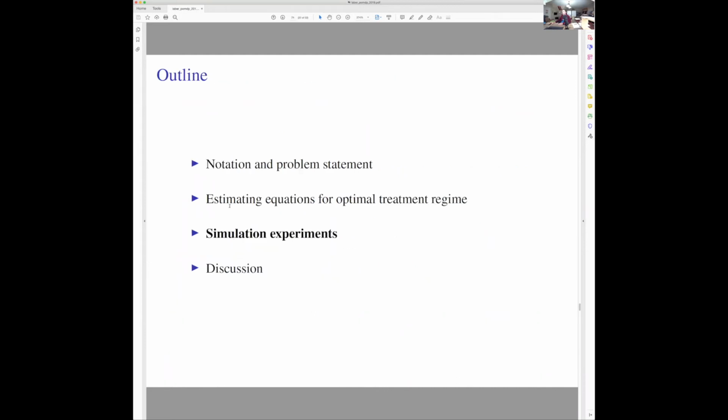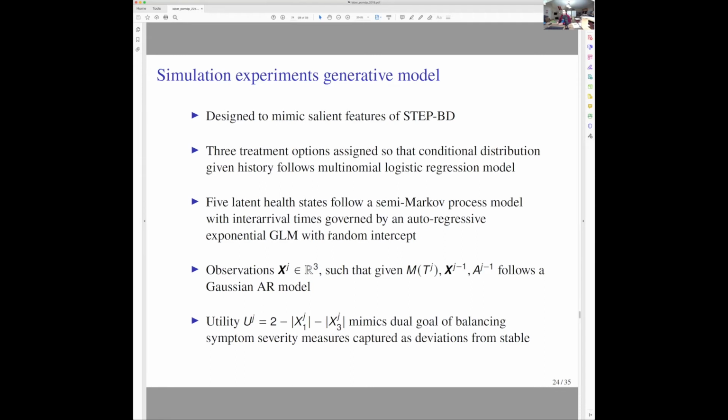Okay, so let's just have a look at some simulation experiments. We're going to simulate data to try to mimic the important features of step ED. In the simulation experiment, we'll look at 3 treatment options that are assigned, so that the conditional distribution given the history is a multinomial logistic regression. The idea here is that treatment decisions are based on past history to reflect the fact that this is an observational study in which clinicians are choosing treatment based on the evolving health status of each patient. We'll put 5 latent health states. This is to encode the idea of depression and mixed and recovered, hypomanic and manic.